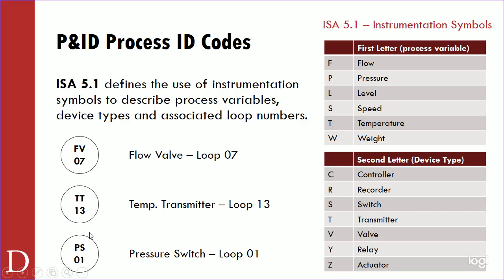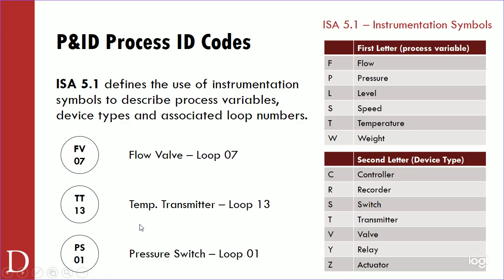Okay? TT13 is going to be my temperature transmitter on loop 13. And PS1 is going to be my pressure switch on loop 1. And all I have to do is go back and say, okay, what is that thing? Okay, that's what it is. It's a pressure switch, and it's on loop 1.